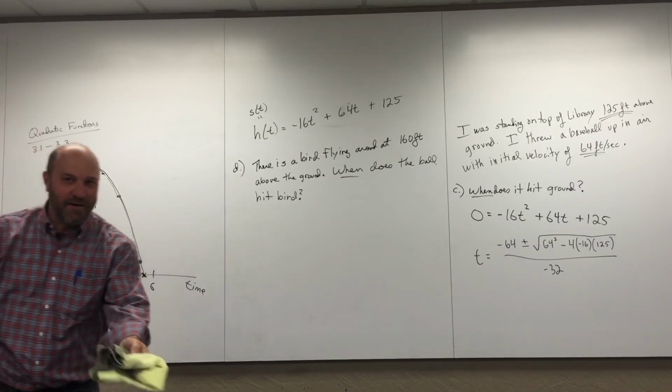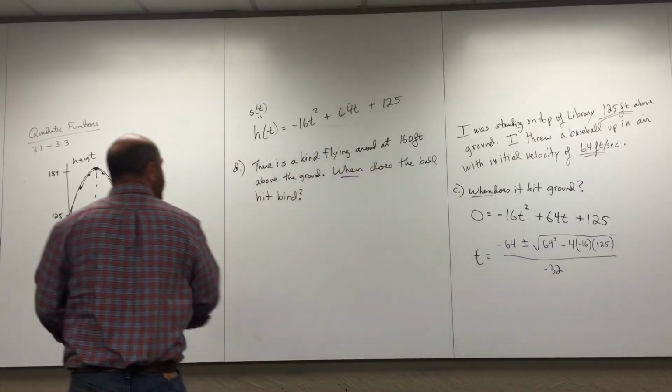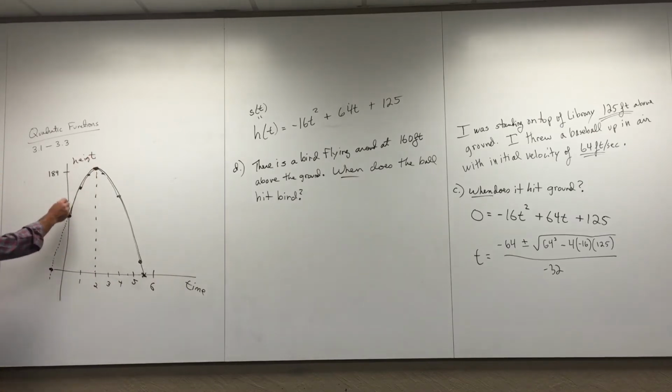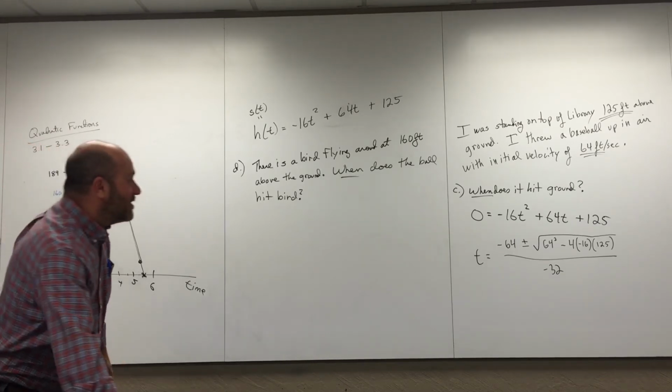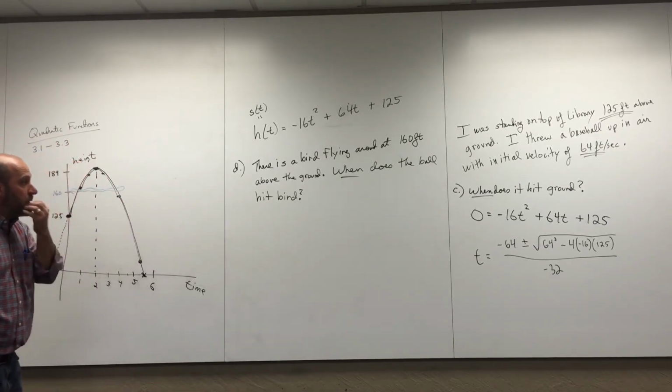So there's a bird flying around. You get it? Where's the bird? The bird's flying around at 160 feet. Is that what it said? So where is that? Oh, right about here somewhere. So I could possibly hit this bird, I guess, if I get the right angle. So how do I answer this question? When does it hit the bird?